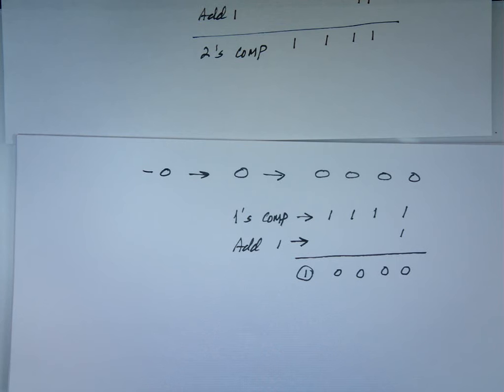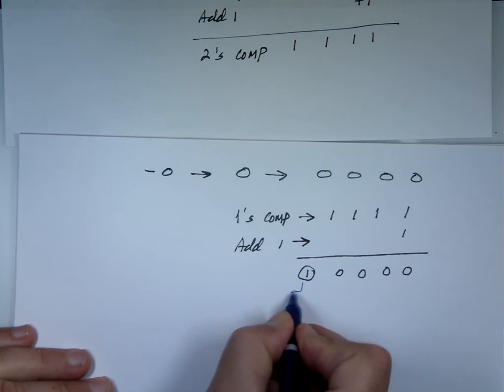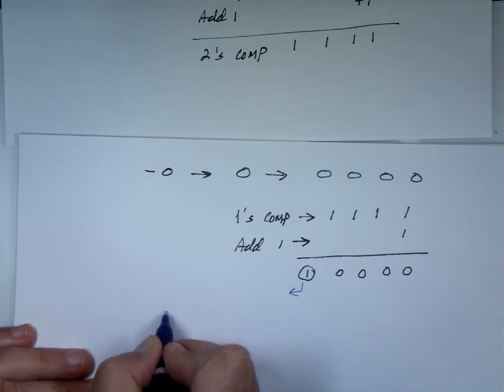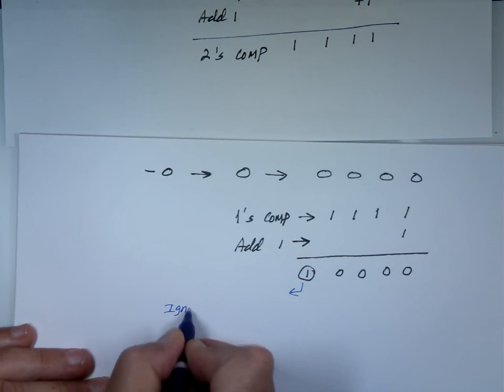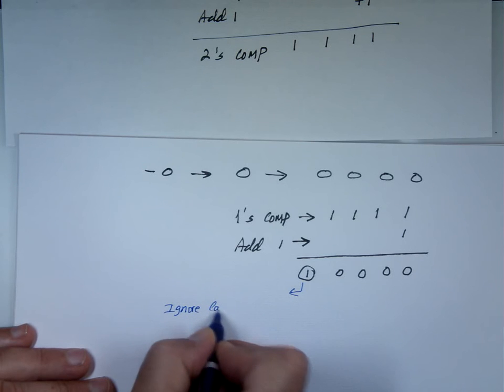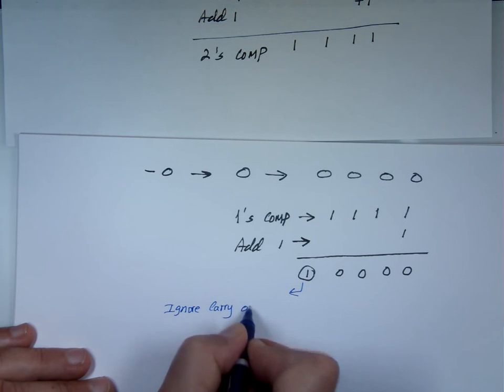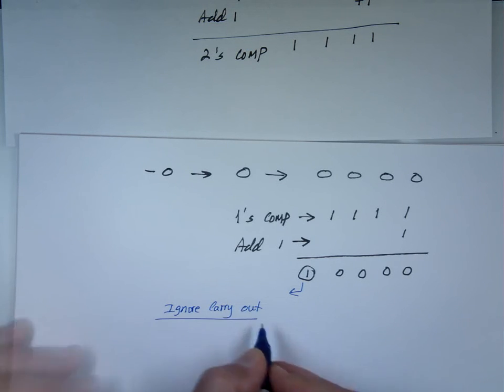Now, when we start doing addition with the complement, you're going to see that the carry out here, we ignore. We don't count that. Any carry out, we're going to ignore it. And you'll see the math in a minute.